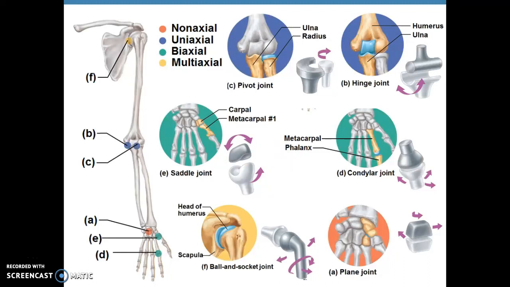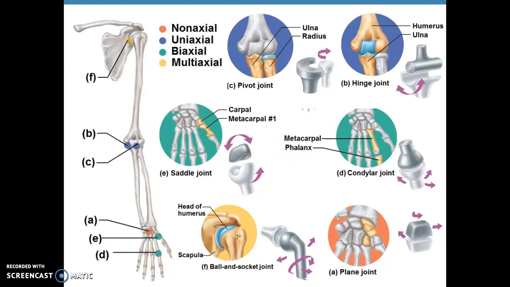Between the radius and the ulna, there's a little pivot joint that helps you. Whenever you're turning your wrist up and down, you can feel that pivot joint go through that motion.